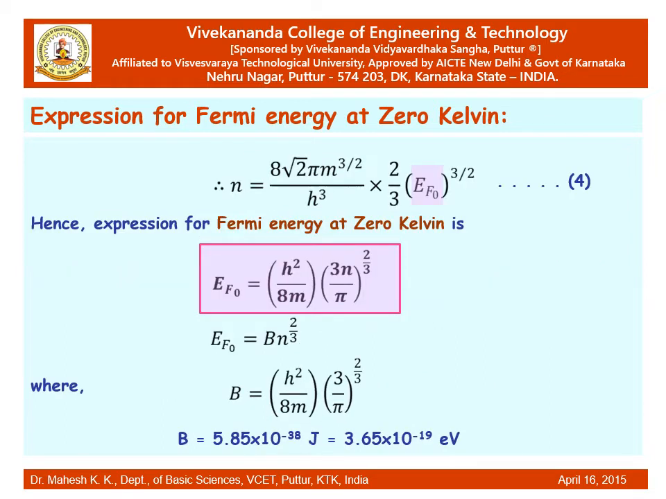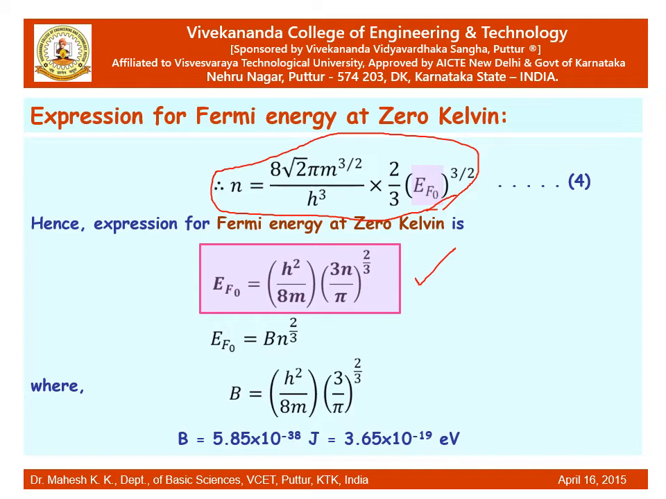Same equation, let us see in this slide also. So now you should get EF naught, that is nothing but the Fermi energy at 0 Kelvin. So if you just rearrange this equation, you are going to get this EF naught is equal to h square by 8m into 3n by pi to the power 2 by 3.